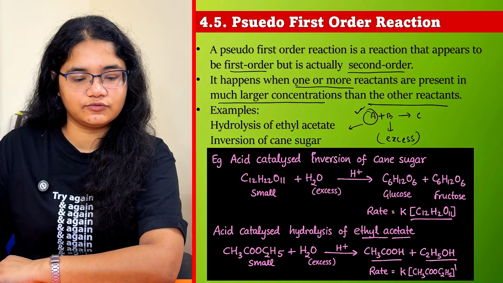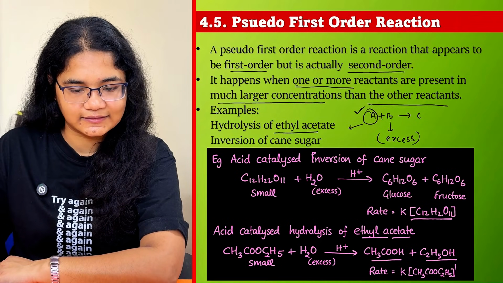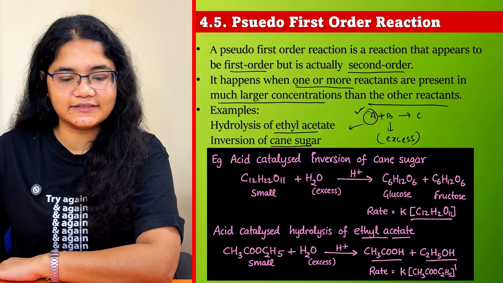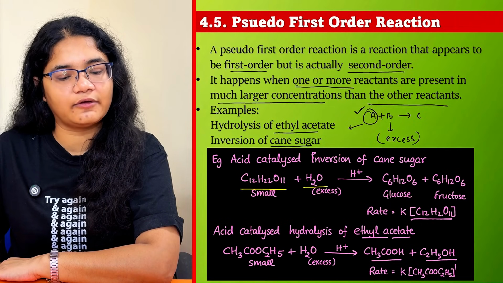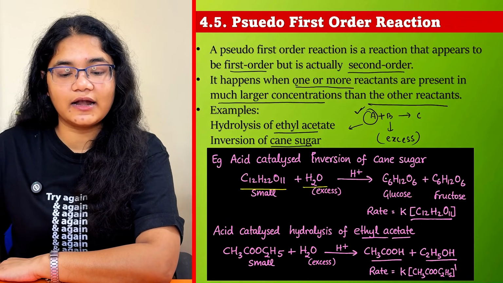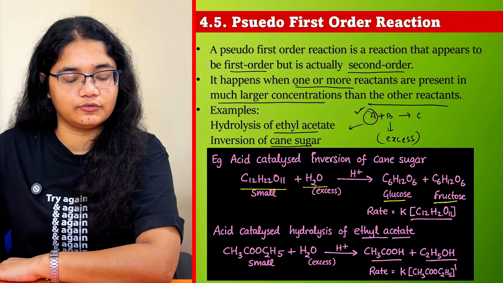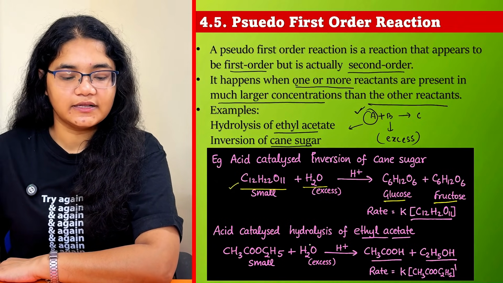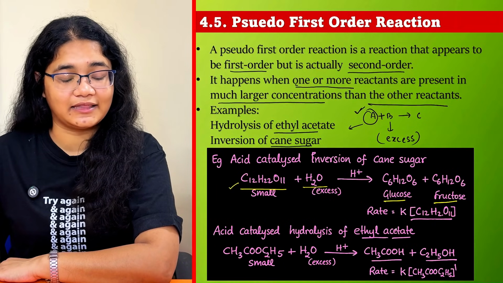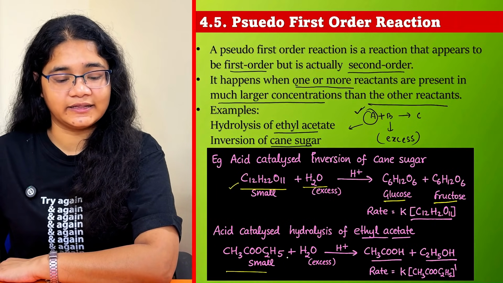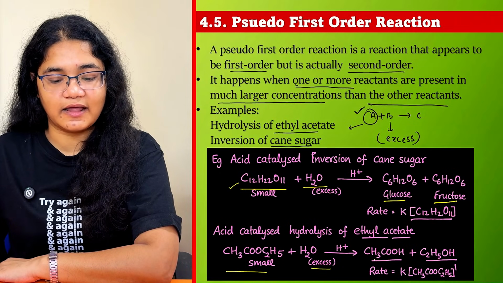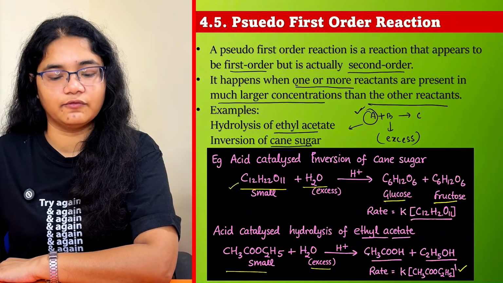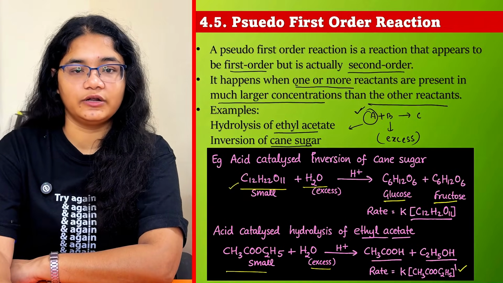So here we have two examples. One is the hydrolysis of ethyl acetate and the second one is the inversion of cane sugar. In the acid catalyzed inversion of cane sugar, if you have taken only cane sugar and added excess water in acidic medium, it will break and give you glucose and fructose, and the rate is equal to k into only the concentration of sucrose, first order, not the water. Similarly, in the acid catalyzed hydrolysis of ethyl acetate, if you take ethyl acetate and water in excess with H plus, that will give you acetic acid and alcohol. This again depends only on the ester concentration and not on the water concentration. So this is also a pseudo first order reaction.